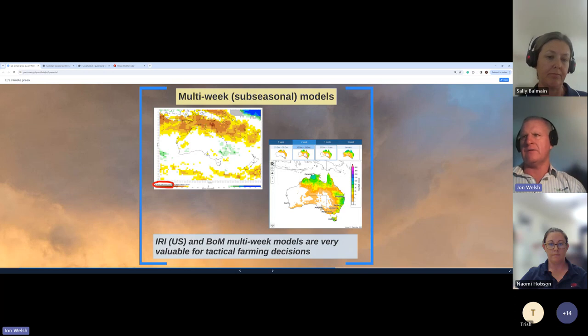And again, that will go out multi-week. So here we are on the 12th, and that's showing from the 16th to the 29th. And again, you can click through to the next series of 7 to 10 days. So they're the two best free available ones, and they're really, really valuable, I find.